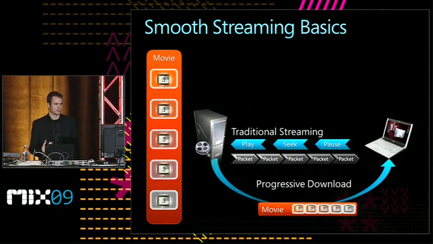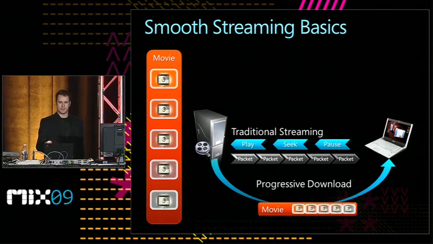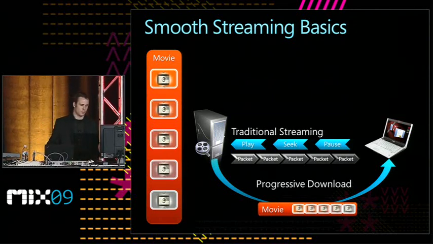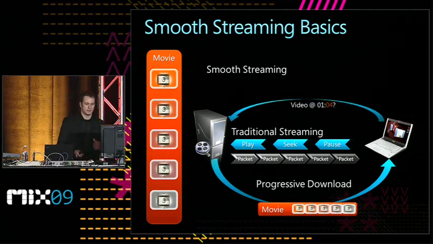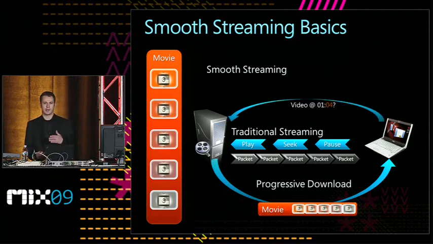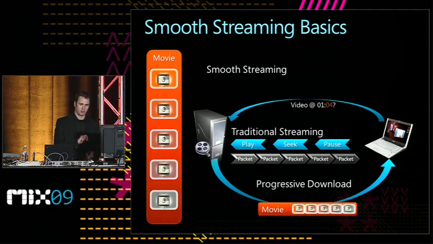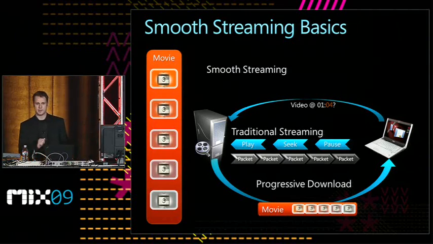So how exactly does Smooth Streaming work? We saw how progressive download works, where the whole file is downloaded at once. We saw how traditional streaming works, where the content is sent in small packets down to the client. With Smooth Streaming, we combine those two concepts. The client starts by requesting a time slice from the server. It says, hi server, can I please have this chunk of video between 1 minute 2 seconds and 1 minute 4 seconds?